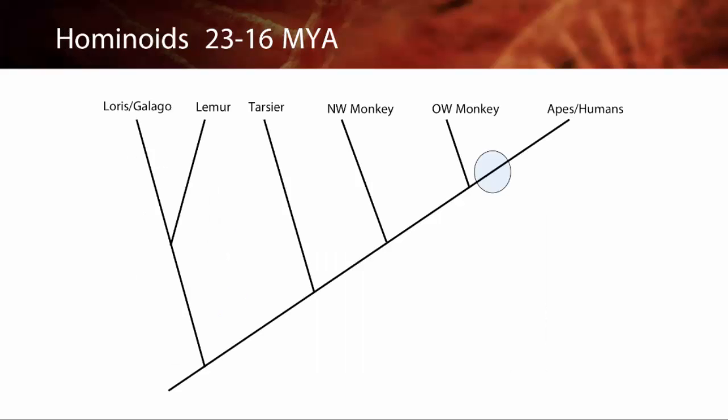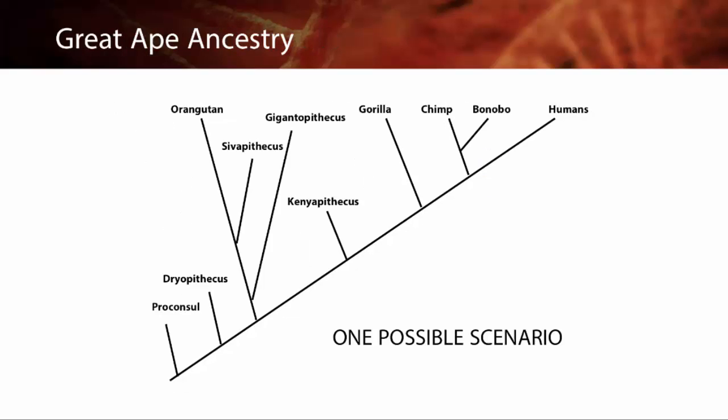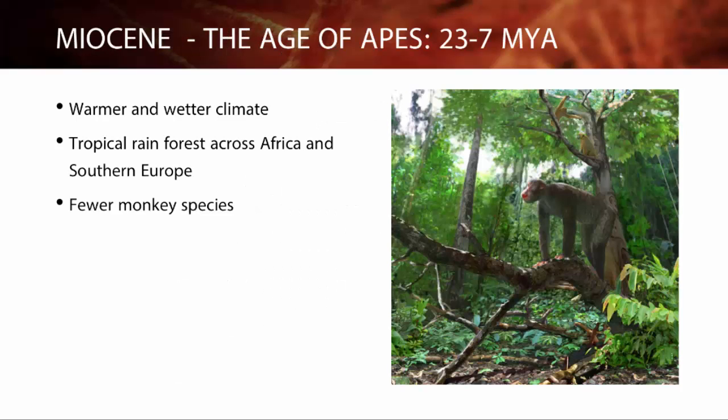In terms of the ancestry of apes and humans, we do have a reasonably good fossil record for many fossil apes. The Miocene, between 23 and 7 million years ago, is often called the Age of Apes. This is when there was an expansion of rainforest across North Africa and even into southern Europe. There are relatively few monkey species that we find, but many ape species, many more than we find today.